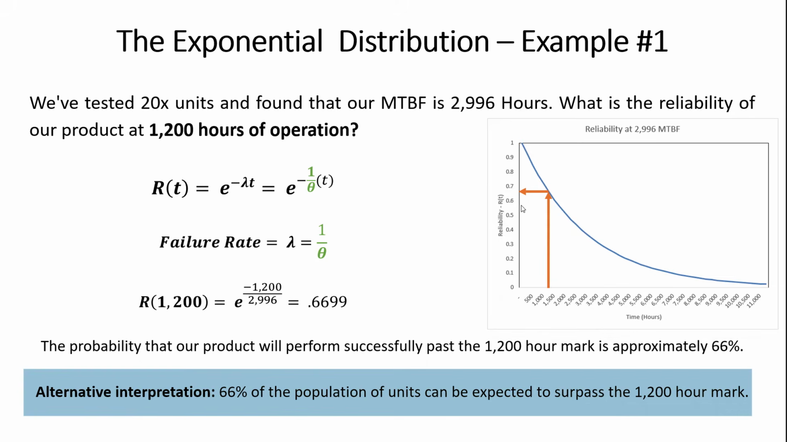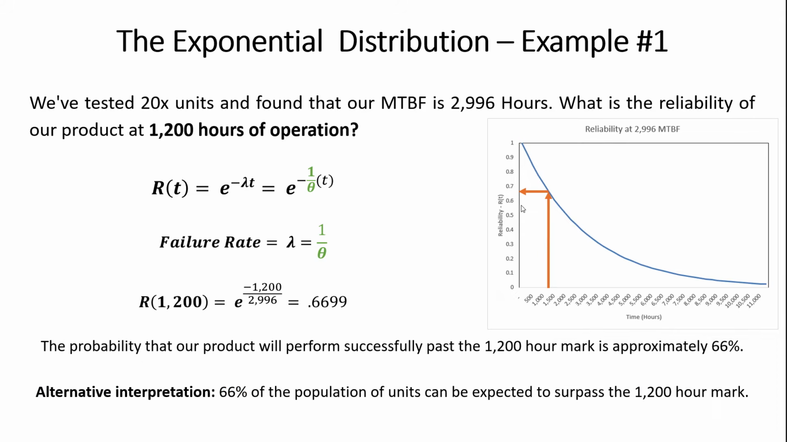If you talk about it as a population, right? Let's say you made 1,000 motors or 1,000,000 motors. At the 1200 hour mark, 66% of your units would still be operational. 66% of your units would still be reliable at 1200 hours, and the other 33, 34% of your units or of your product would have failed by that point in time. Make sense?